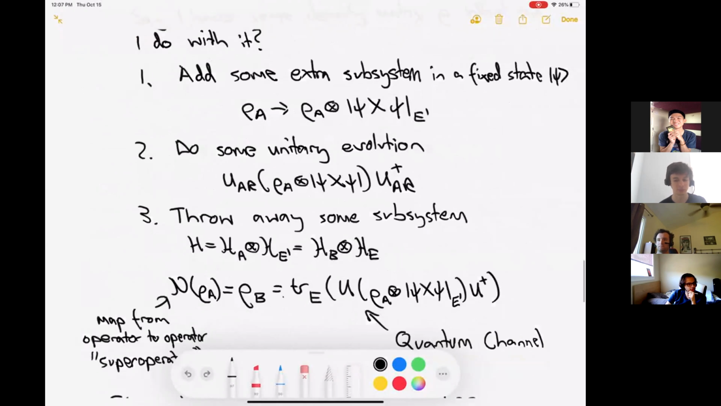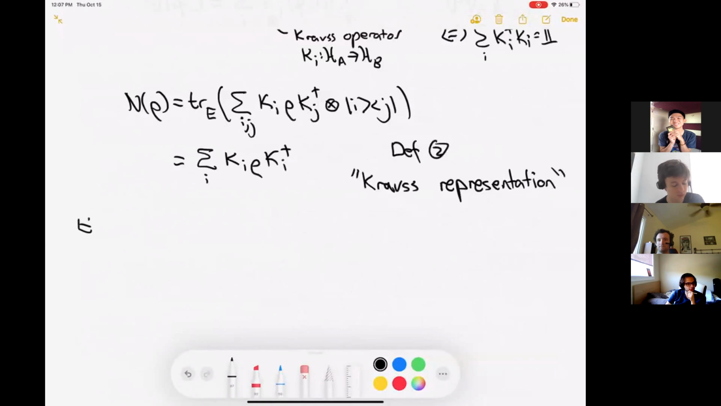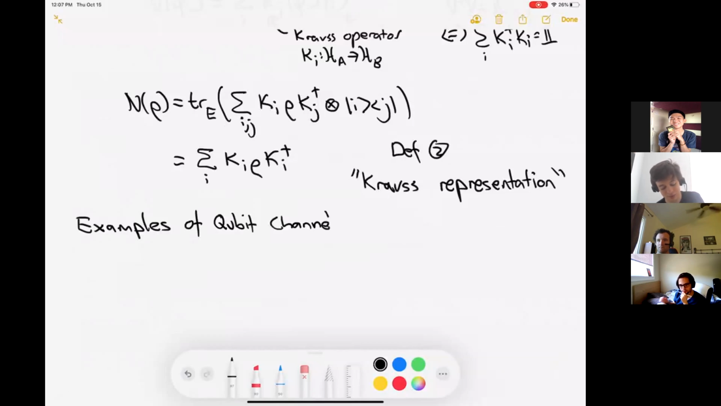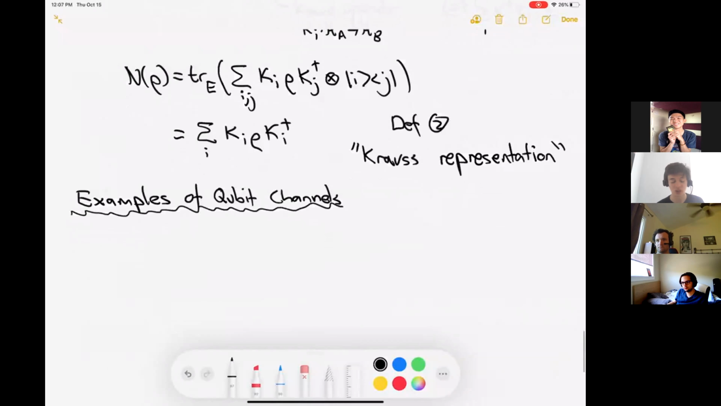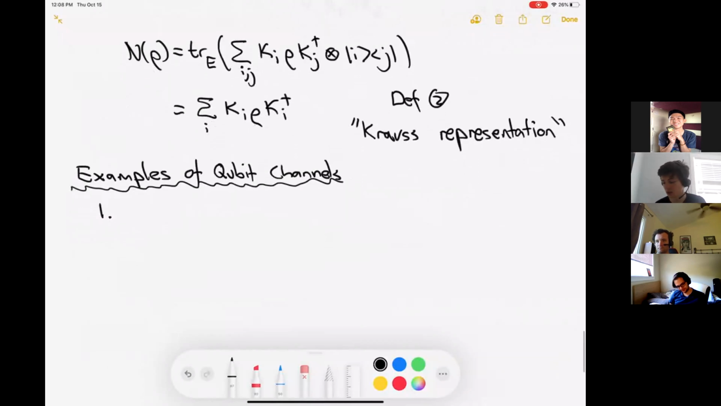Okay, awesome. So let's do some simple examples. I'll make all of my examples channels mapping a single qubit to the same single qubit, just because if you start getting bigger Hilbert spaces, it gets pretty complicated and confusing pretty quickly. So example 1 is what's called the dephasing channel.